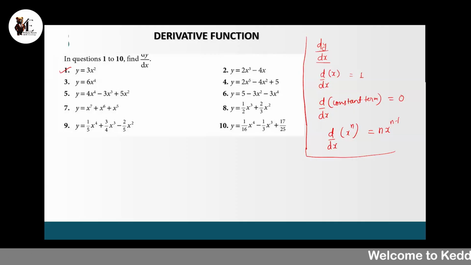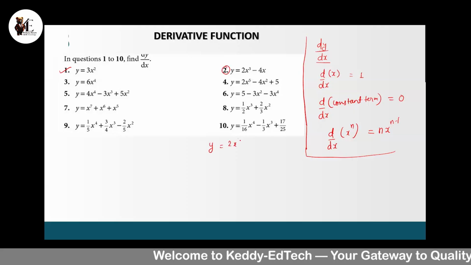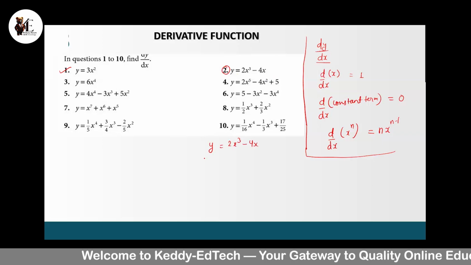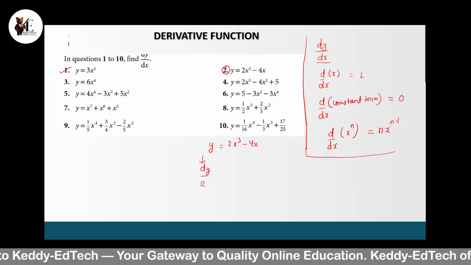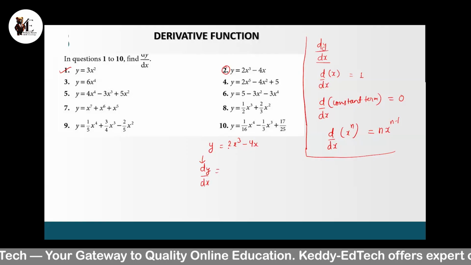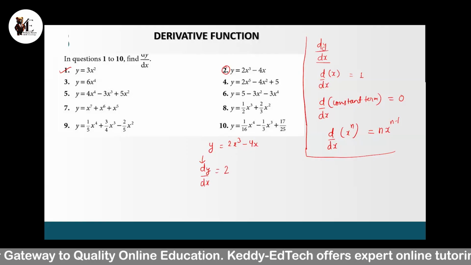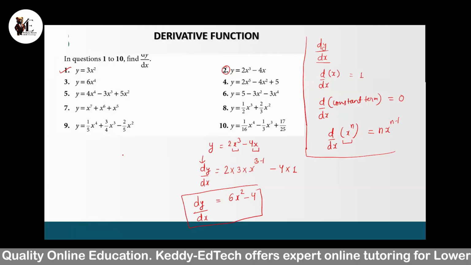So let's say I'm doing the second one first. It is y equals 2x cube minus 4x. And if we have to do differentiation, the differentiation of y will always be dy over dx. You will write 2 as it is. You have to do differentiation only.